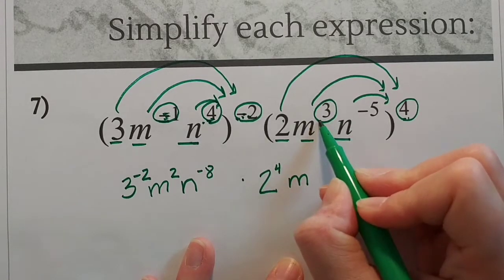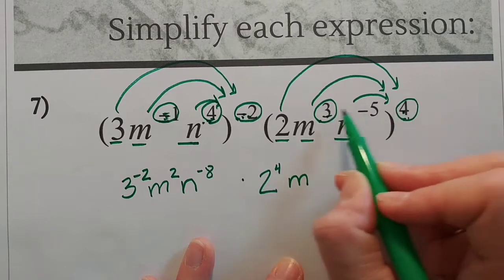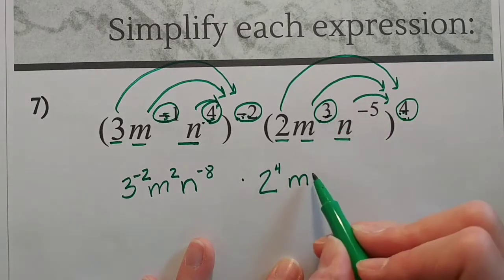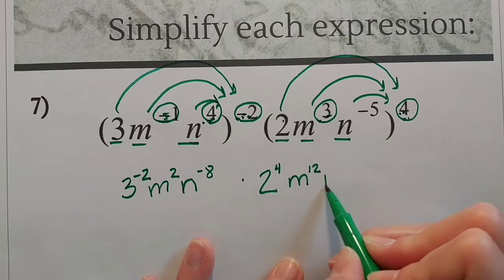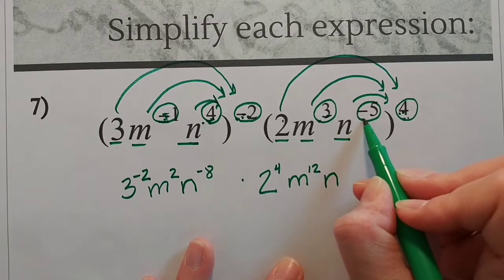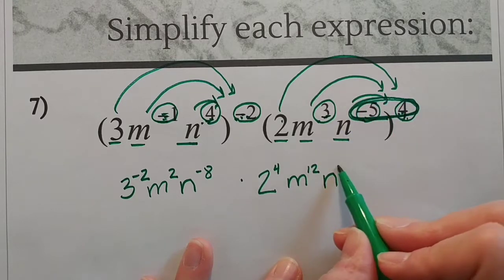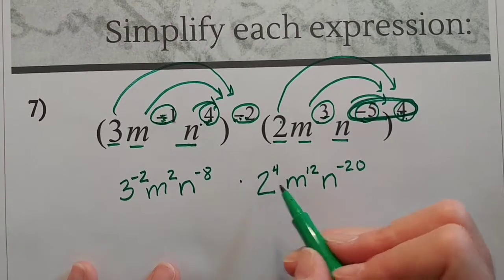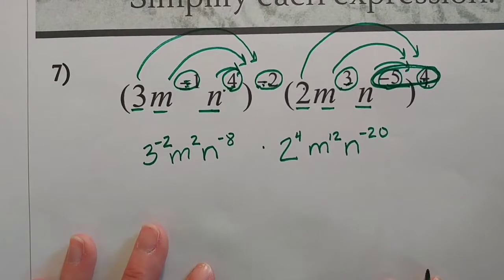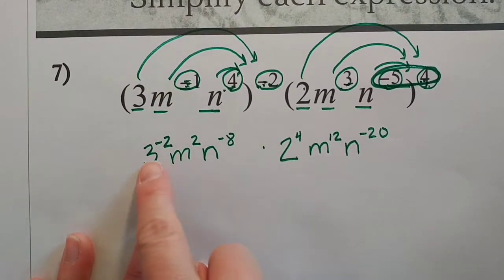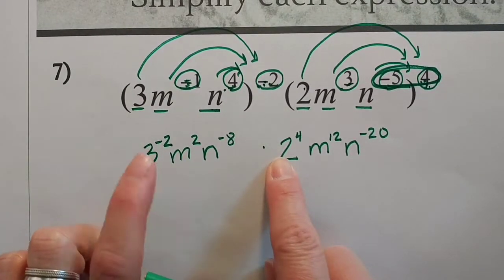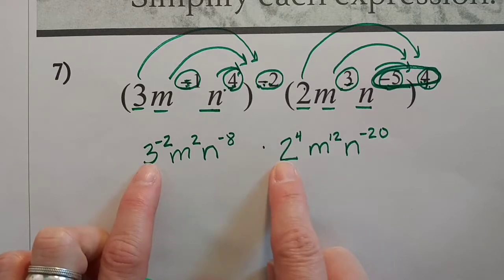M already has a power, and I'm raising it to another power. Power to a power, multiply the powers. N, it already has a power, and I'm raising it to another power. Power to a power, I multiply the powers. Wow, there we go. Now let's look and see what we have. I can't combine these 2. This one has a negative exponent, this one doesn't, so leave them.